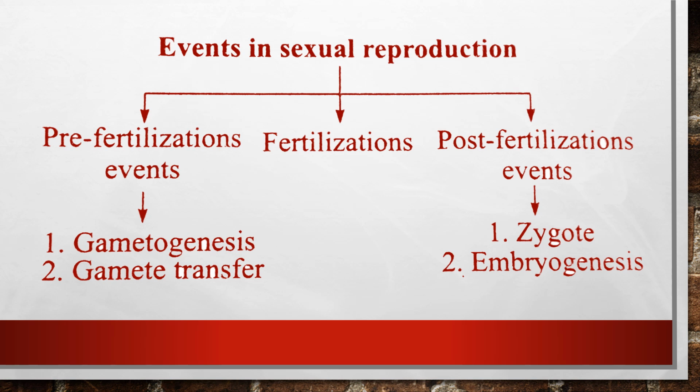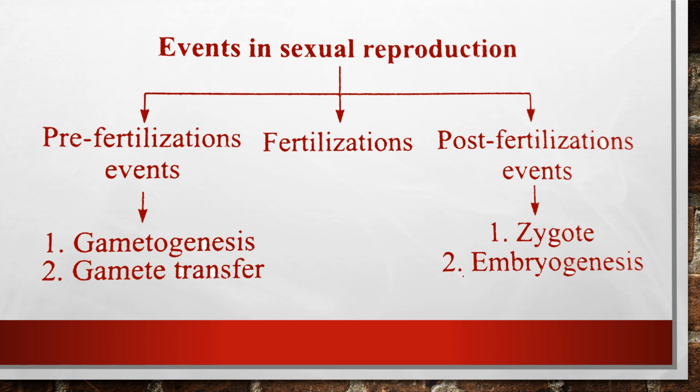Now what is sexual reproduction, where both gametes are involved? In sexual reproduction, gametes are involved, male gamete and female gamete, and they fuse with each other to produce a new individual. So there are some events or phases of sexual reproduction.